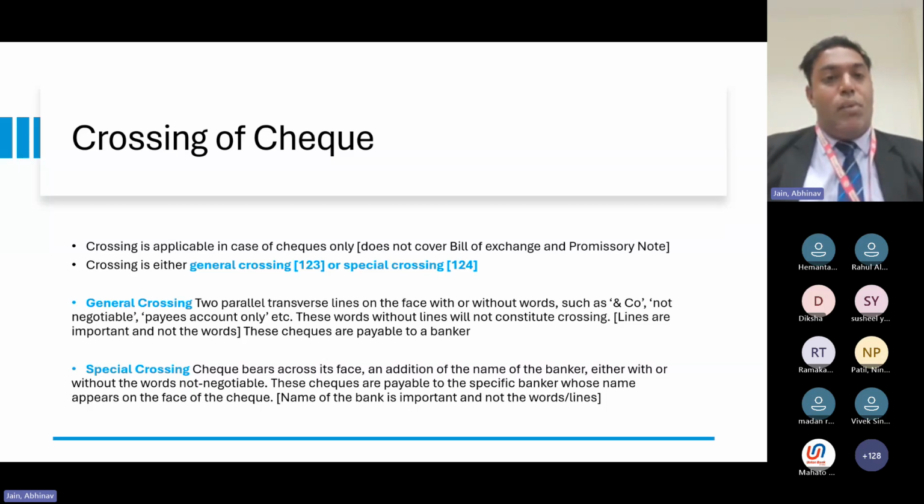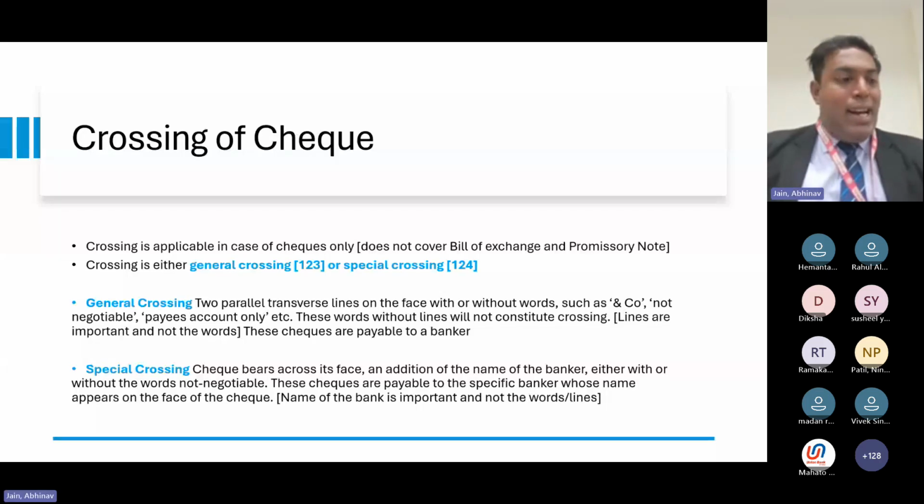Very important question from the point of view of the exam. What is the definition of general crossing? What is the definition of special crossing? Section number 123 defines general crossing. Section 124 of the NI Act 1881 defines special crossing. I hope I am clear.